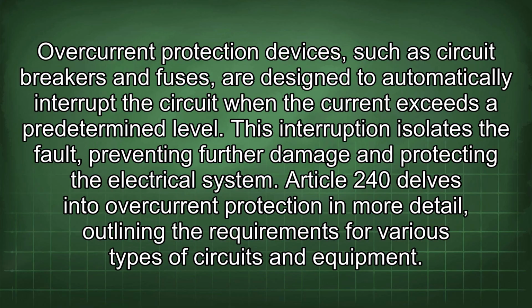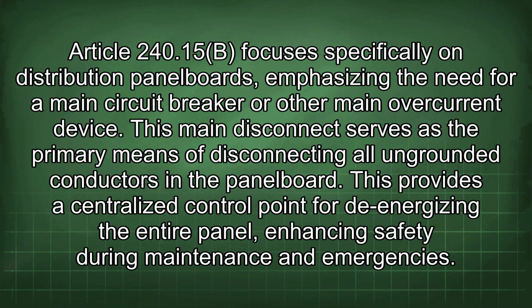Article 240 delves into overcurrent protection in more detail, outlining the requirements for various types of circuits and equipment. Article 240.15(B) focuses specifically on distribution panelboards, emphasizing the need for a main circuit breaker or other main overcurrent device.